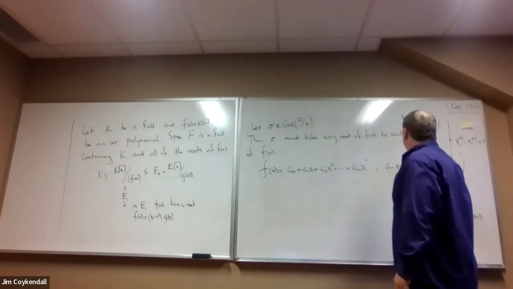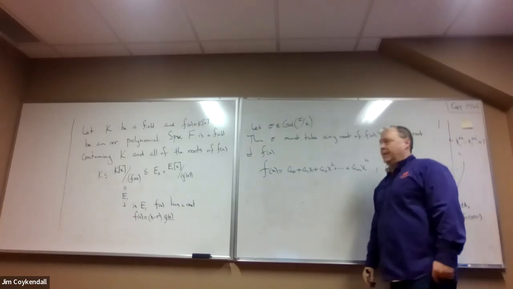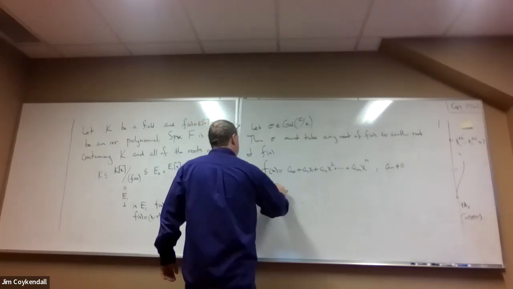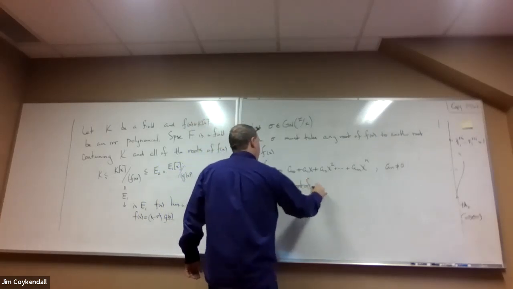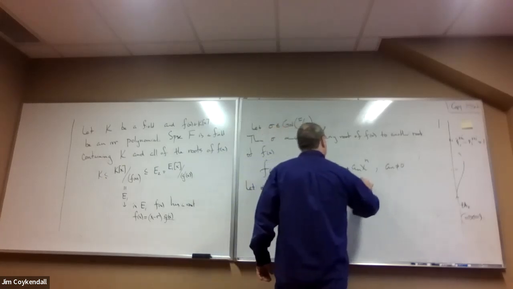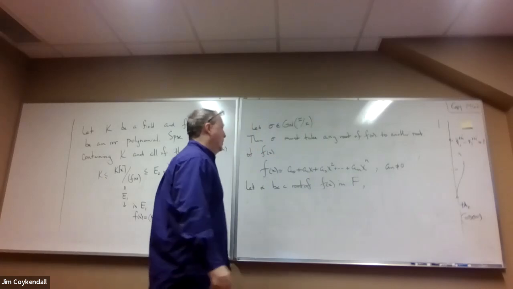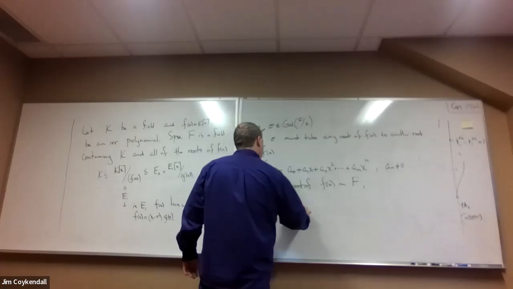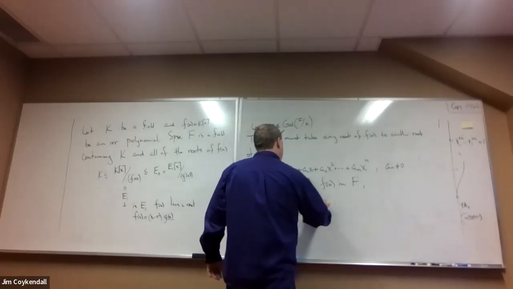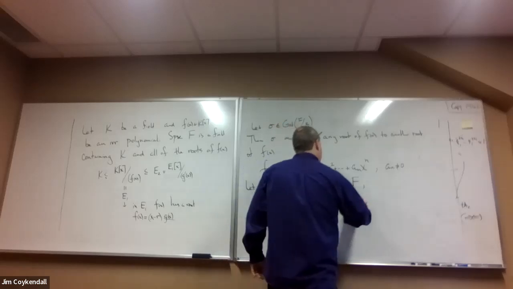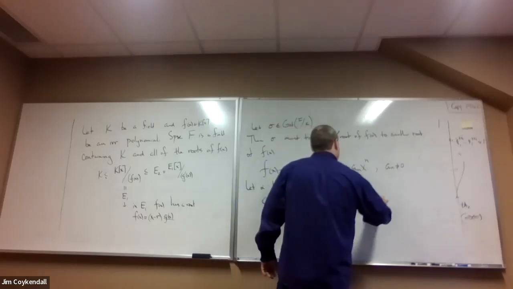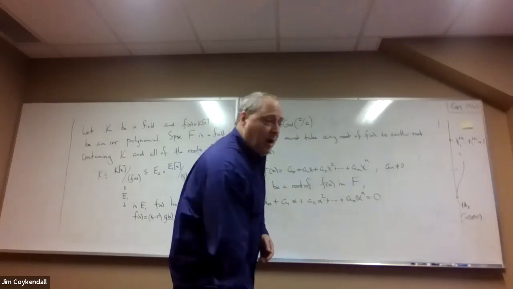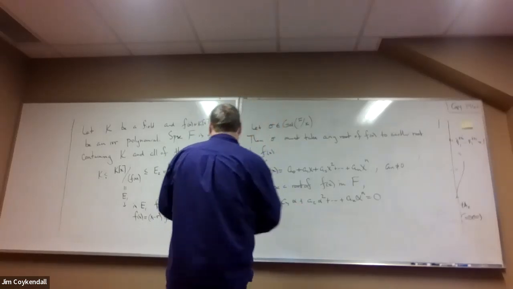Suppose that this is the irreducible polynomial that we talked about. Let alpha be a root of f of x in F. Alpha is some root of that. So this means that a0 plus a1 alpha plus a2 alpha squared plus up to an alpha to the n is 0, right? Because that's what it needs to be a root. Now, apply your favorite element of the Galois group.